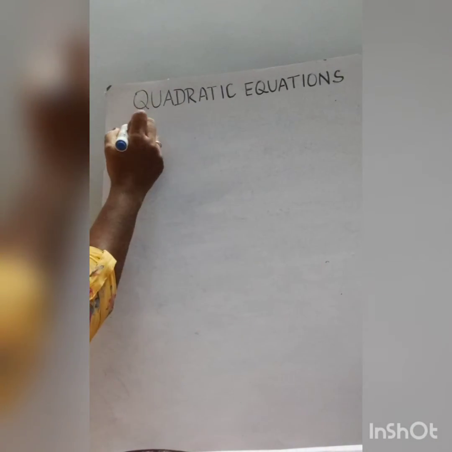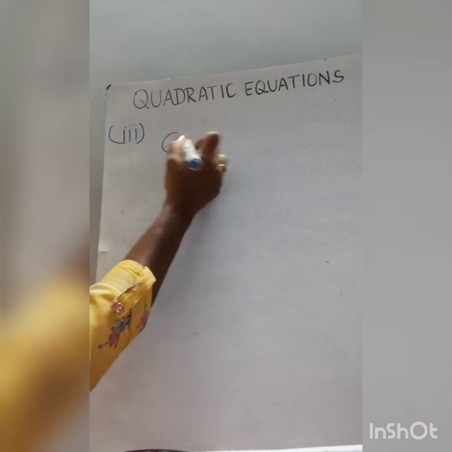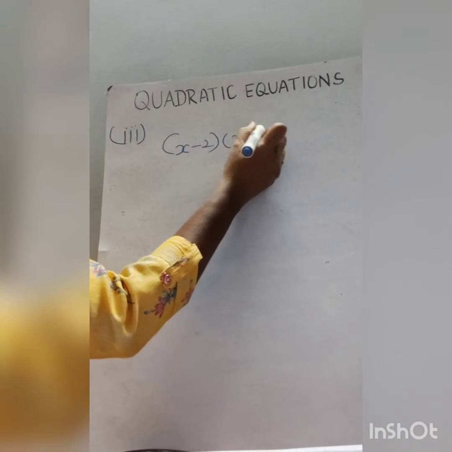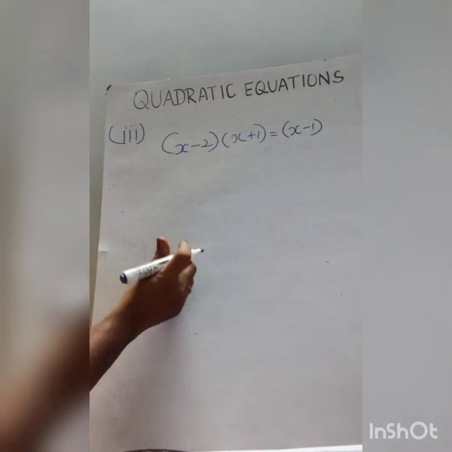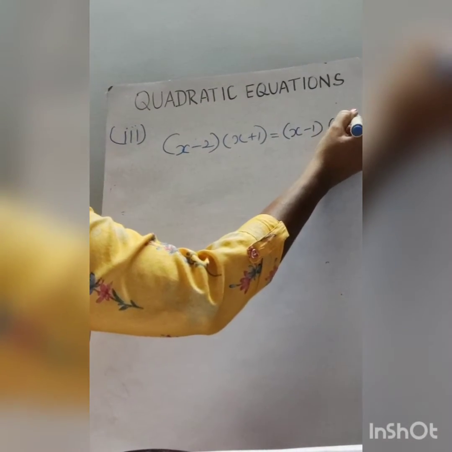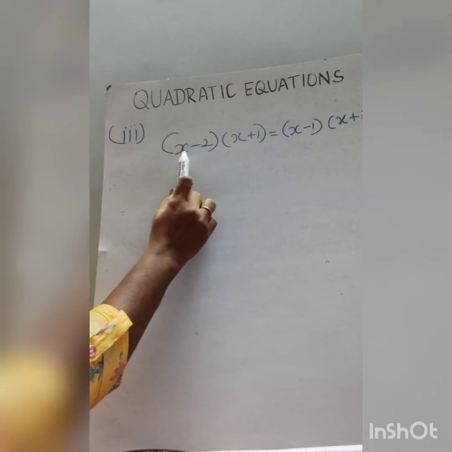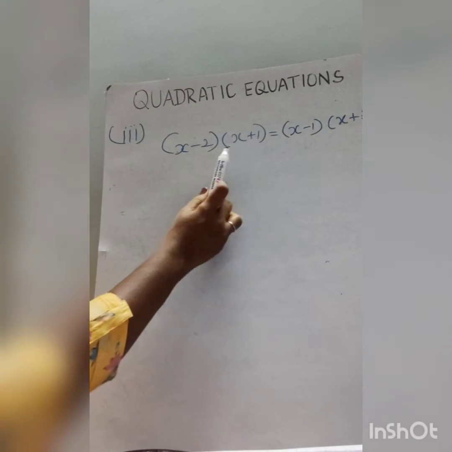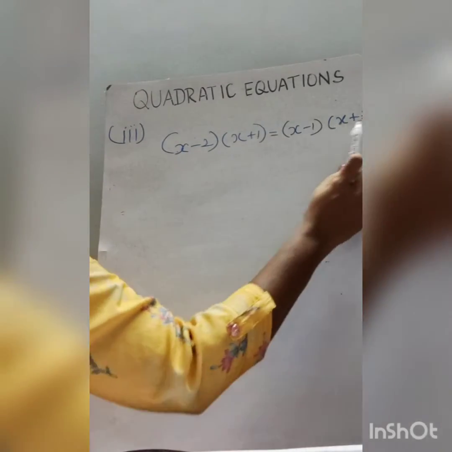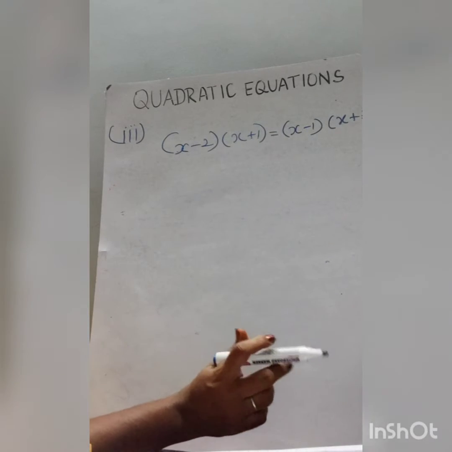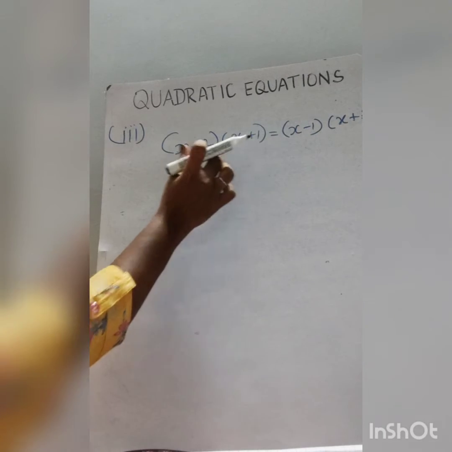Third subdivision is that x minus 2 and x plus 1 is equal to x minus 1 and x plus 3. You can even multiply each and every term. That is, you have 2 terms. When you multiply 2 into 2, 4 terms you will be getting this side. Similarly, you will be getting 4 terms in the right hand side. I will tell you a shortest way of multiplying this type of factors.